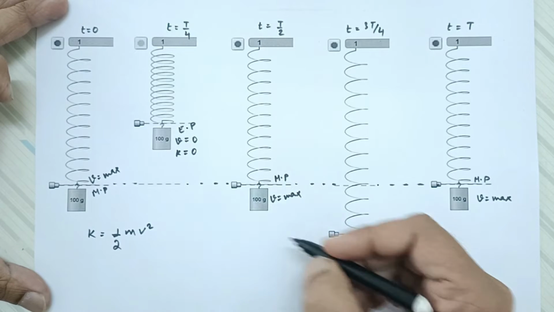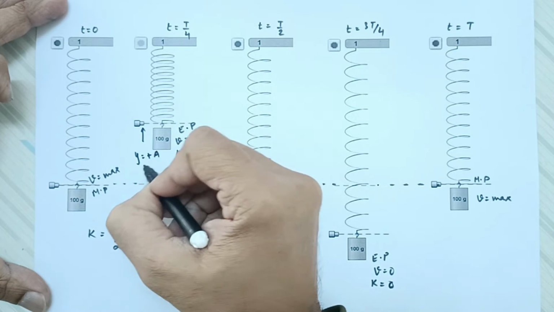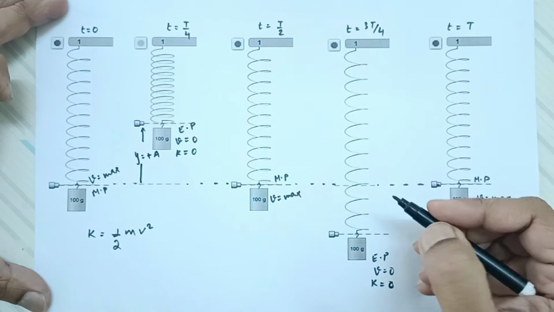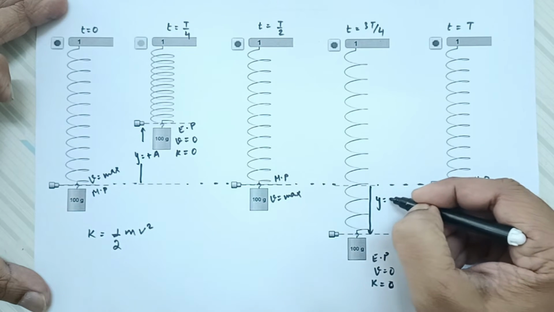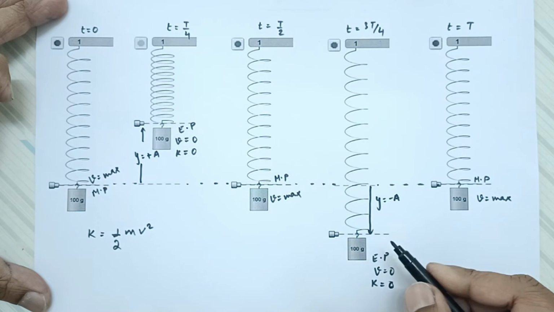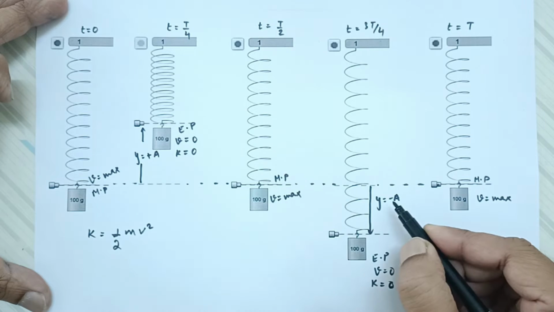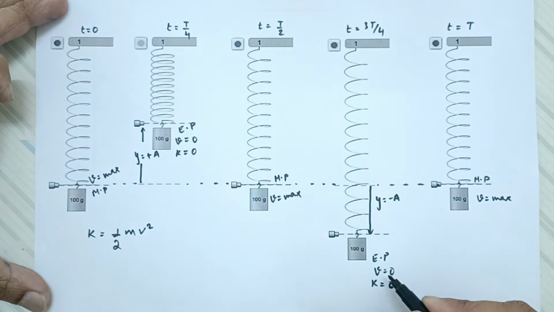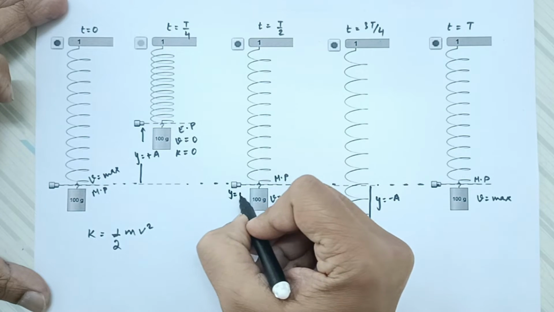By the way, the displacement over here, y, is plus a. It is a distance a above the mean position, and here the displacement is minus a, because it is a distance a below the mean position. So wherever the displacement is plus a, kinetic energy is 0, and displacement is minus a, kinetic energy is 0.